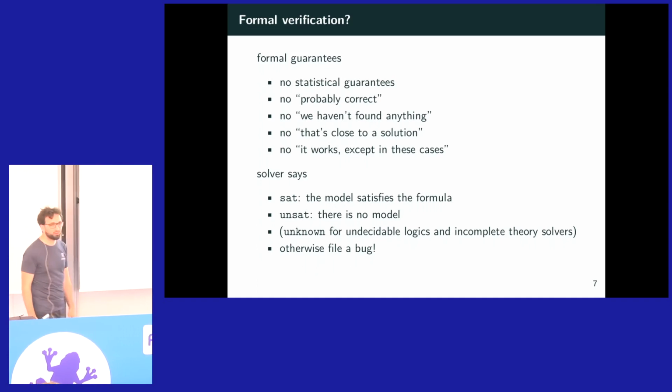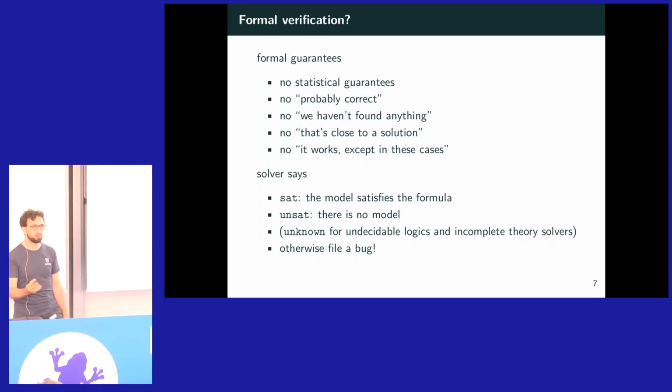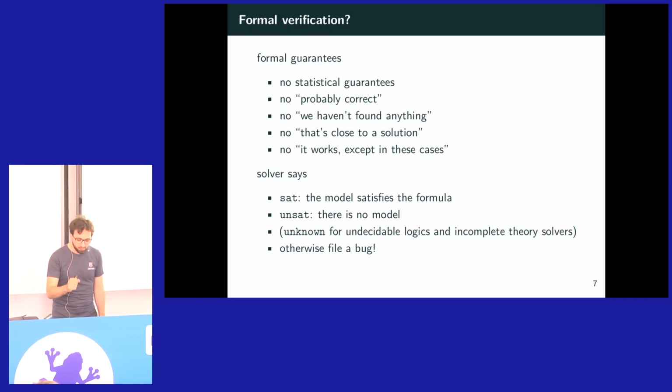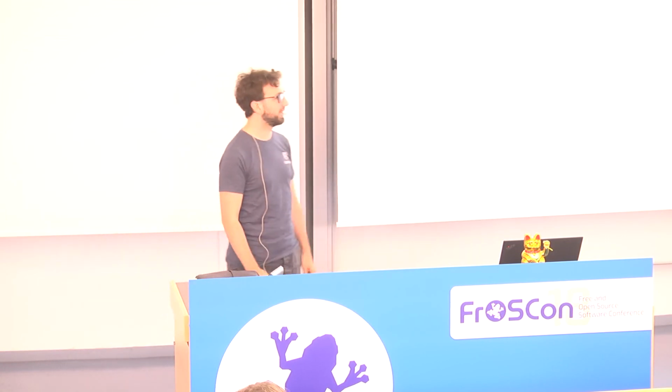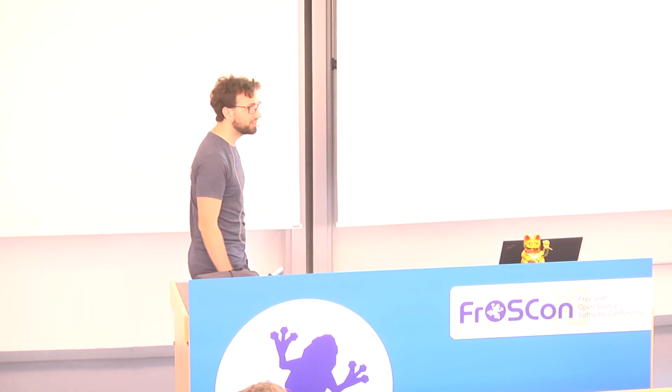Or what's very nice, if you talk to people that do linear optimization, you will often get "yeah, what we give you is very close to an actual solution," which is, yeah, but I want an actual solution. Or "it works, except if you do this really stupid stuff." No. If the solver says SAT, it's SAT. And the model you get, the assignment, it is a solution to your formula. If it's unsat, there is no solution.